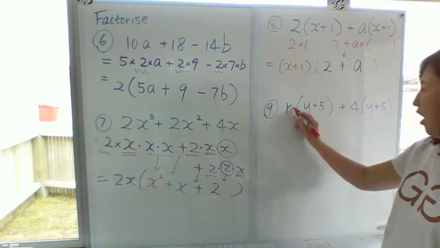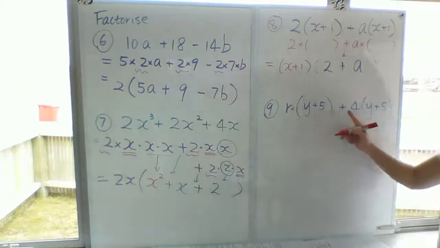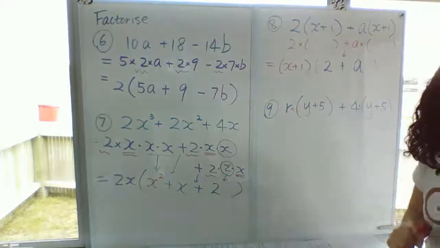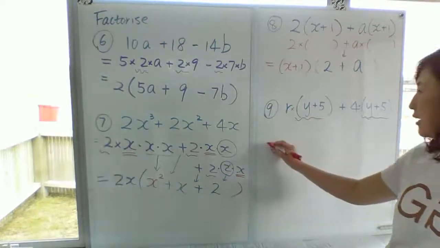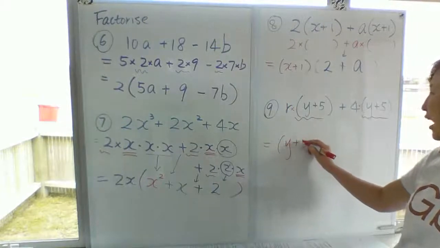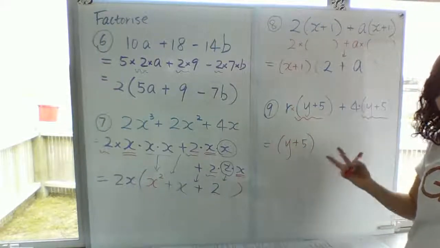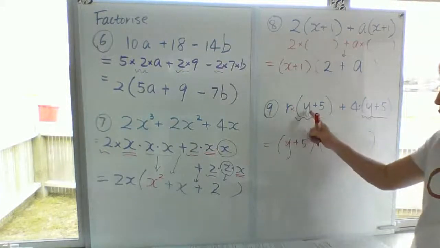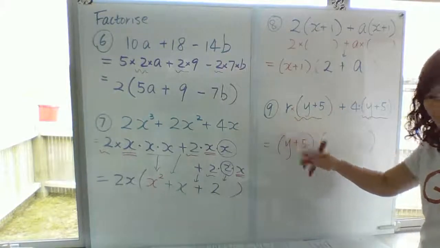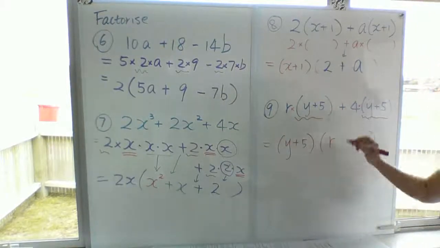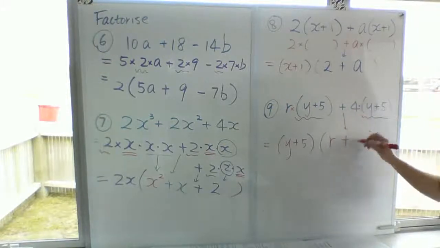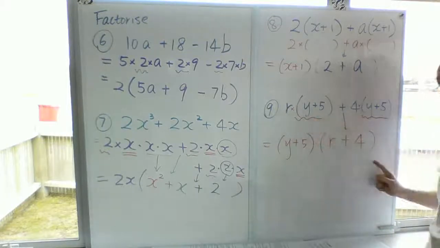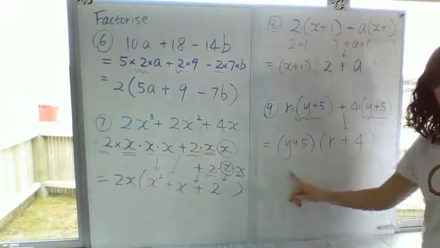So this is the same as r times the bracket plus 4 times y plus 5. What is the common factor? So that means I can take that common factor out first, make sure that you have the bracket with it, and then you put the brackets behind it. So if I take the y plus 5 out, what's left for the first one? R, and then plus 4. Now, when you factorize this expression, this will be the answer.